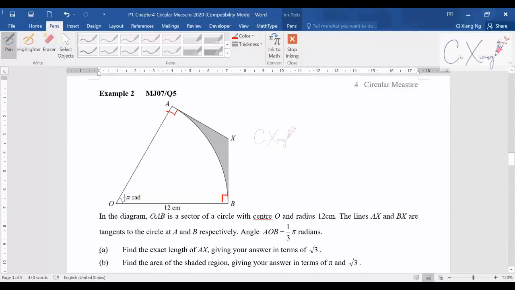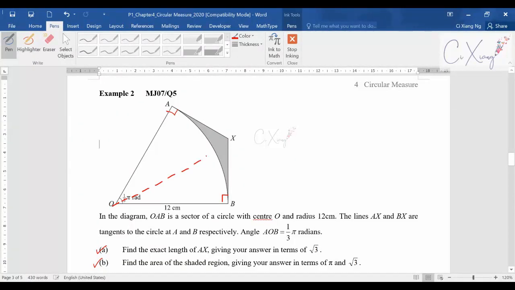Now first they want to find the exact length of AX, and after that they want to find the area of the shaded region. No matter what you want to find out first here, if you look at this whole thing, it looks like a kite shape in general. But to me, a kite shape doesn't help us much in doing all the calculation. You maybe can try to cut this whole part into half.